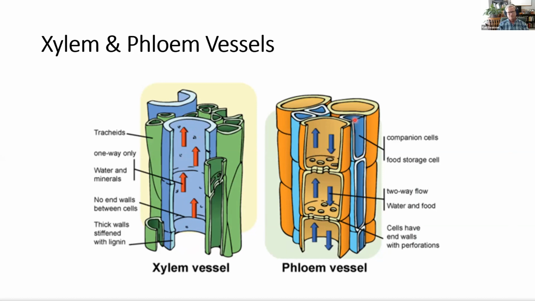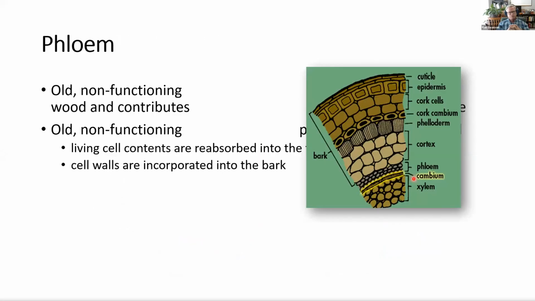These companion cells can say, hey, I need some energy out here in some adjacent tissue, so it can notify this cell and can move across the membrane and move storage or move excess photosynthate out into a storage area or an area where it's needed. Old phloem, or non-functioning phloem, gets crushed out here into the cortex and can be reabsorbed into the cell walls and incorporated into the bark.